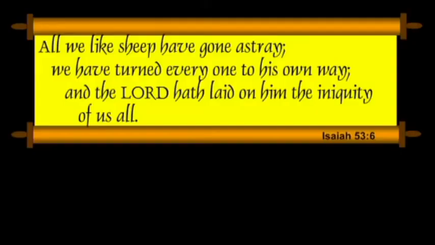Okay, now we get to verse 6, and I know it's very familiar to all of us. All we like sheep have gone astray. We have turned every one to his own way. And the Lord hath laid on him, I almost want to put the adversative conjunction there, but the Lord hath laid on him the iniquity of us all. We have no idea to imagine what that involved.